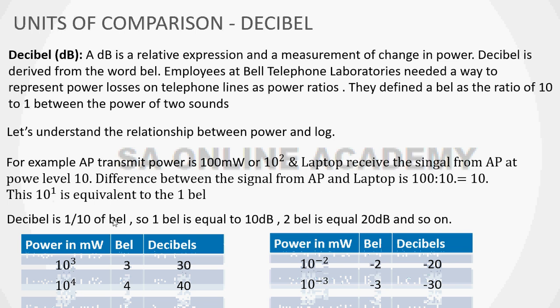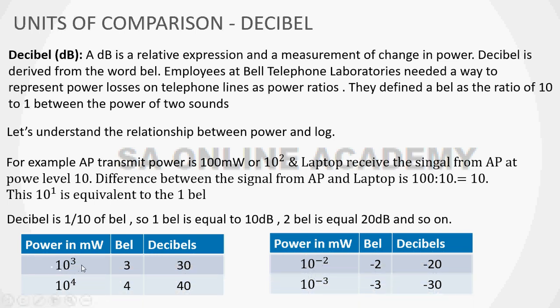So if the power is in milliwatt, 10 raised to power 3 or 1000 milliwatt, then you would say it's 3 bel, and in decibel it is 30. If it is 10 raised to power minus 2, or you would say 0.01, then it's minus 2 bel or minus 20 decibel. So this is a decibel.